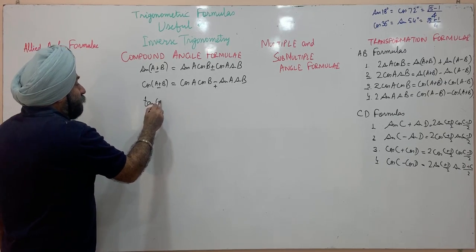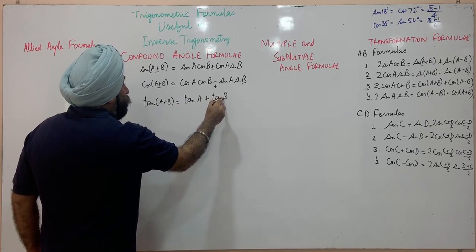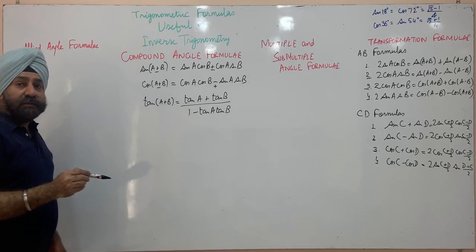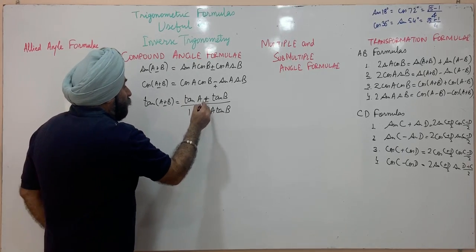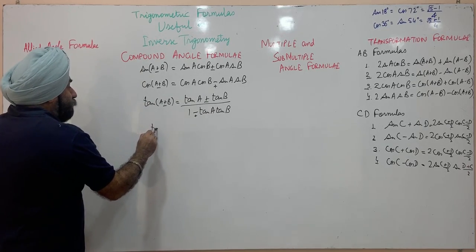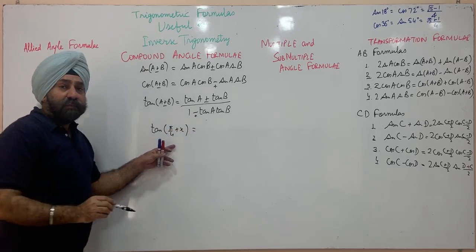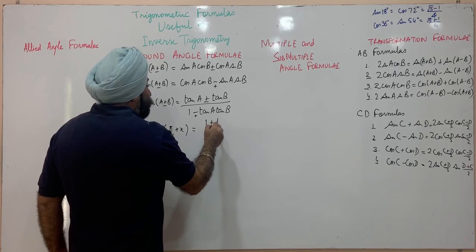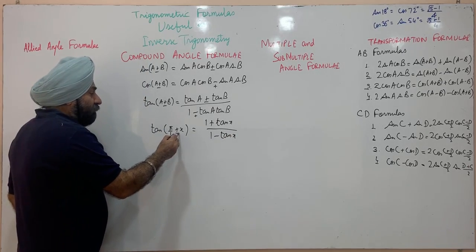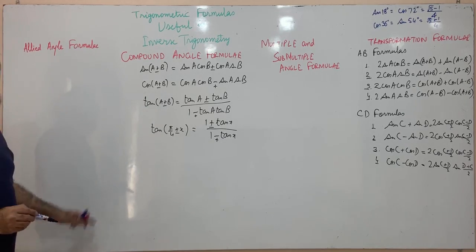And in case there's a negative sign here, we'll have a positive sign here. Third is for tan of A plus B. This is (tan A plus tan B) upon (1 minus tan A into tan B). In case we have a negative sign here, then there is a minus sign here and a plus sign here. There is a corollary to this: tan of (pi by 4 plus x). Since tan pi by 4 is 1, this is (1 plus tan x) upon (1 minus tan x). And in case we have a minus sign here, we have a plus sign here. So these are compound angle formulas.